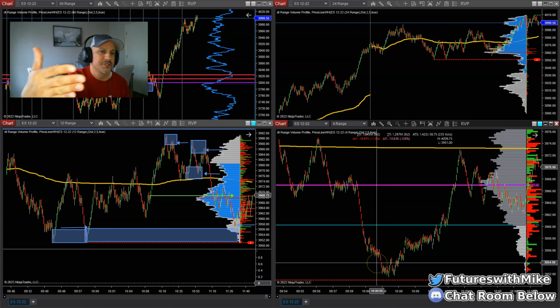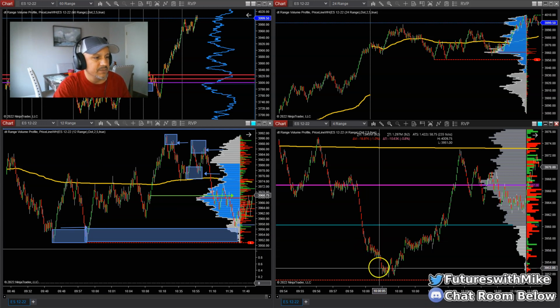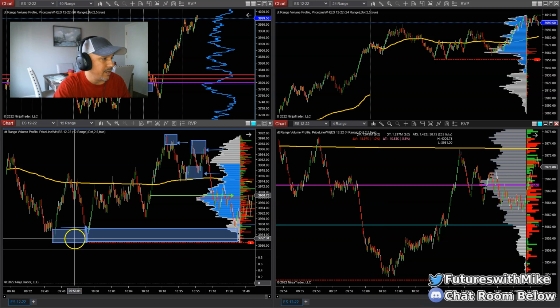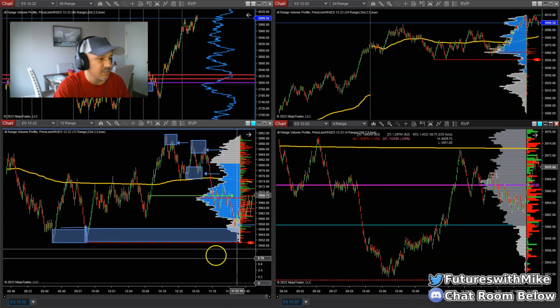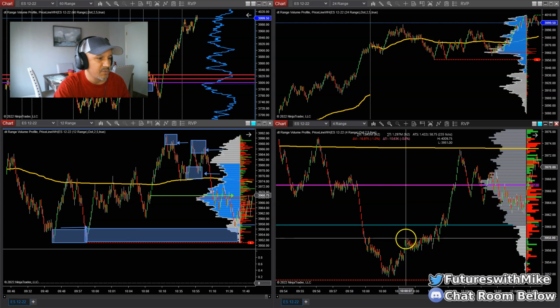We want to see a break of structure. We want to see a demand zone created, and we want price to come back to it. The same thing that we just did and waited for on the 12 range to happen. Price comes back to that area, okay? Right here at 10 o'clock is that demand zone. Demand zone, okay, would have been right here. We look for the structure break, okay?